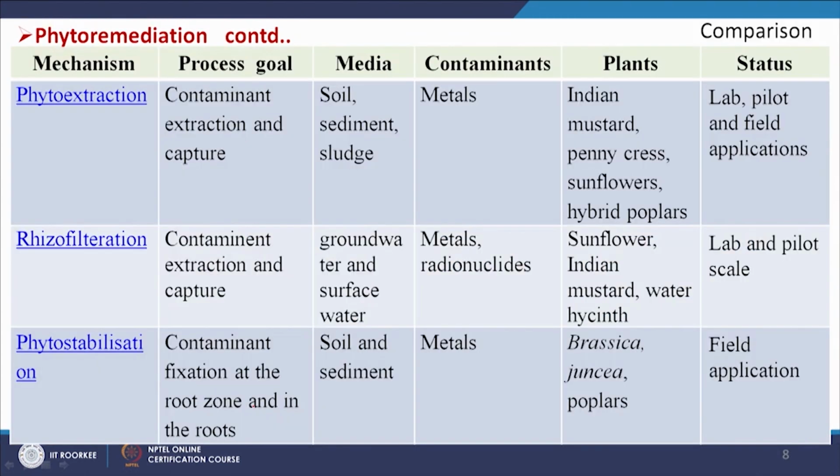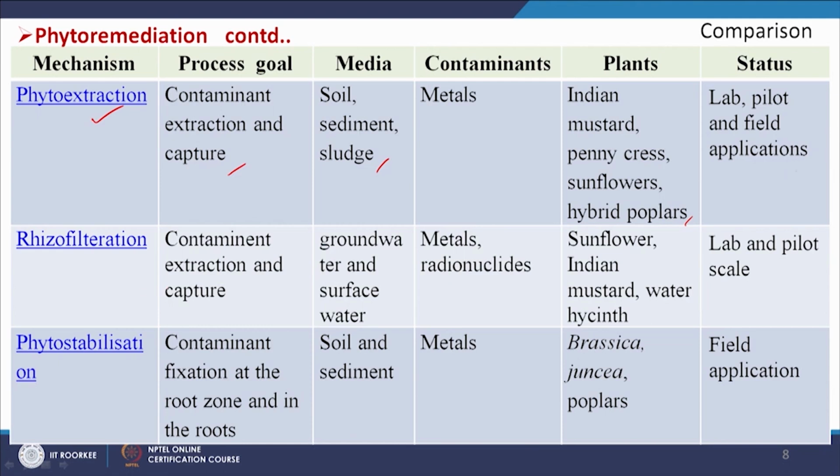phytoremediation methods, and we will compare them here. Say phytoextraction, where the process goal is contaminant extraction and capture. Soil, sediment, sludge may be the media where these are available and metals are extracted, and some plants are suitable for this, that is Indian mustard, pennycress, sunflowers, hybrid poplars, and the status is lab, pilot and field applications.